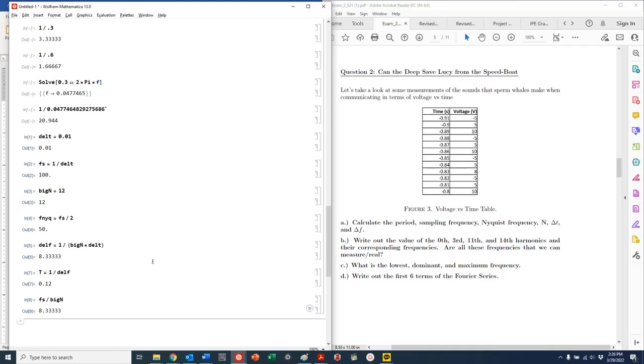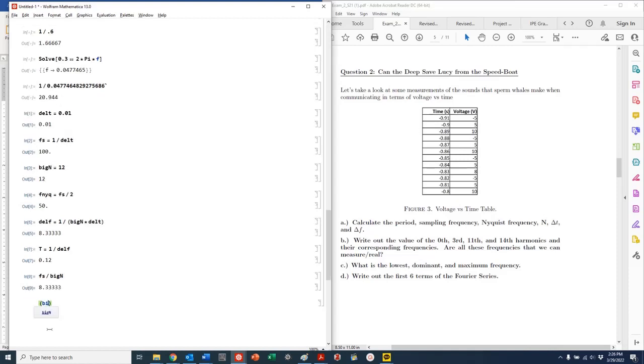What's the lowest frequency? Del F. Maximum frequency, again, I can only plot to my Nyquist frequency, which is also equal to big N divided by 2 times del F. And what do you know? Those match. Fantastic. Dominant frequency, I'm going to figure out. There will be 6 terms in this value here. So this is clearly a discrete Fourier transform.